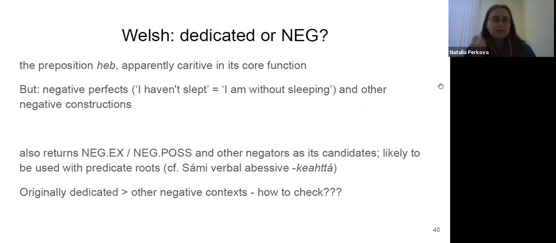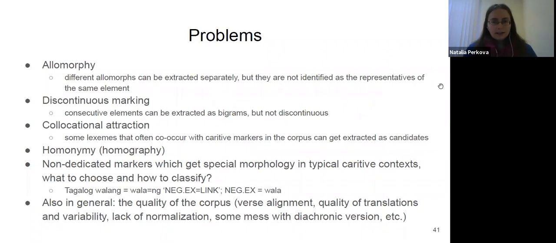So the only problem is that you don't really know sometimes whether the marker is dedicated, or the semantic function it has, what really happened, because the Welsh preposition, for instance, is also used in negative perfects now, and then it's a little bit tricky because the direction was a different one. And this is our last main slide.